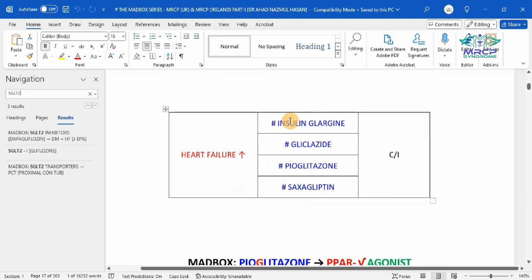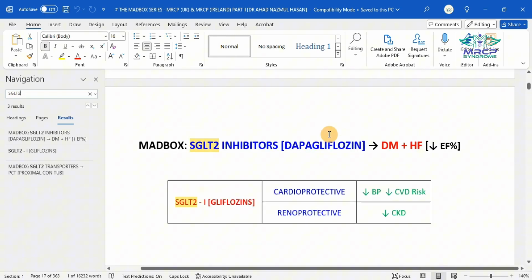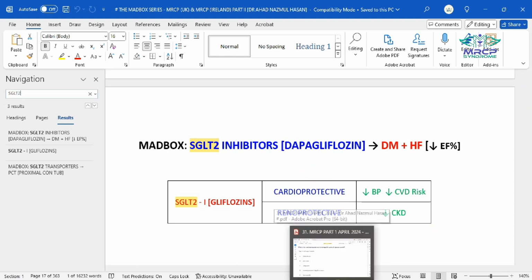And usually all the other anti-diabetics like the sulfonylureas, pioglitazones, the gliptins, DPP4 inhibitors, as well as the insulin glargine, are unsuitable whenever there are features of associated heart failure, since all these drugs usually lead to water retention or salt retention. So diabetes plus heart failure with or without CKD, go for the SGLT2 inhibitor like dapagliflozin or canagliflozin.